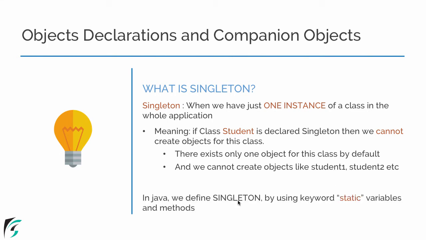Now, in Java, we define a singleton by using the keyword static, such as having static variables and static methods present inside a class. In that case, the static variables and methods are not a part of the objects. They are just part of the class definition, right? In Kotlin as well, we don't have any static keyword, but as an alternative we have object declarations and also the concept of companion objects.